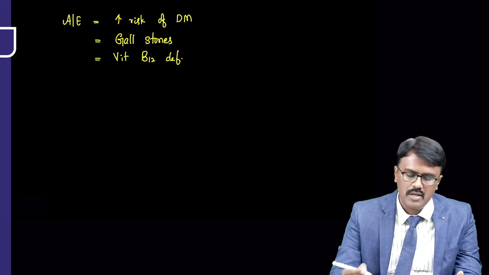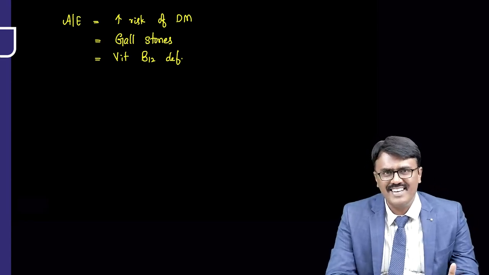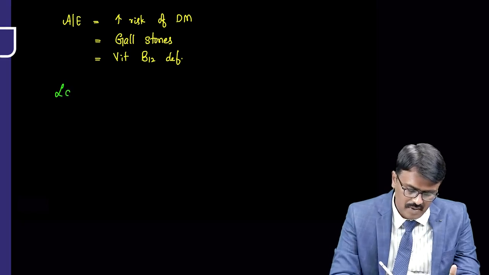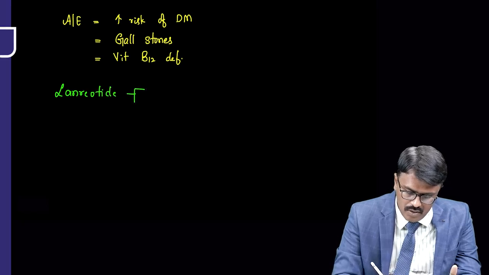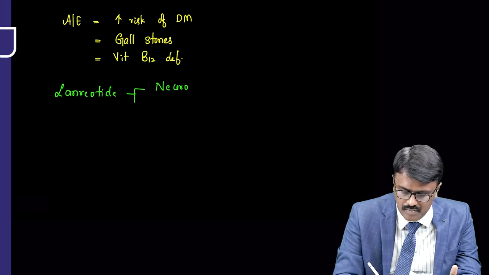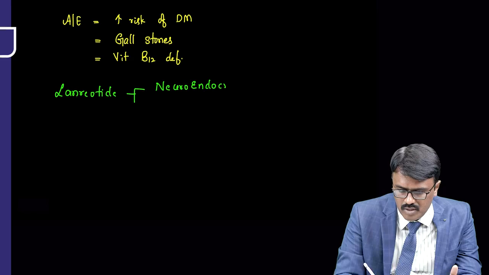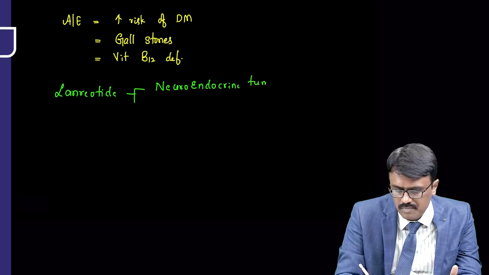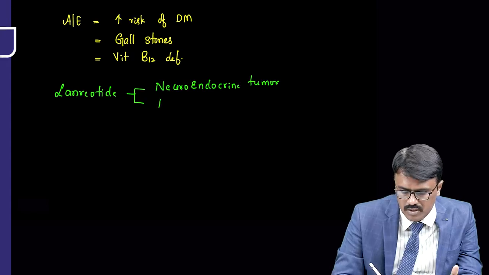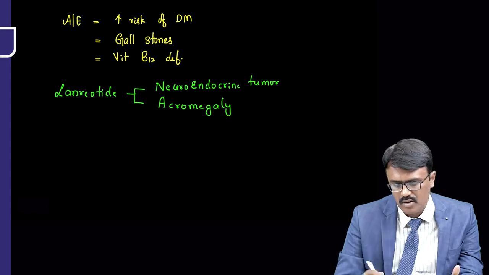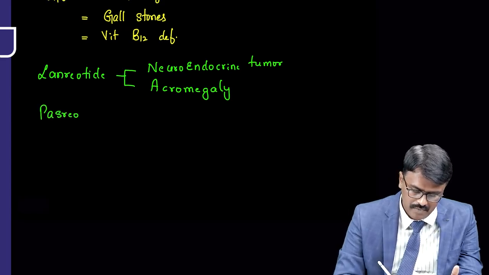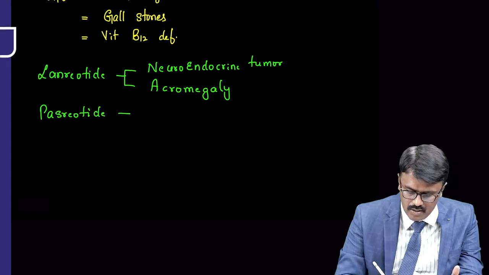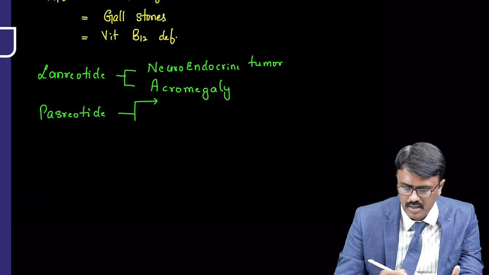In somatostatin analogs, do you think we have only octreotide? Is there anything else? Yes, we have a drug by the name lanreotide. Lanreotide is used for the treatment of neuroendocrine tumors, and it is also used to treat acromegaly. We have another drug, pasireotide. Pasireotide is also approved to manage acromegaly.